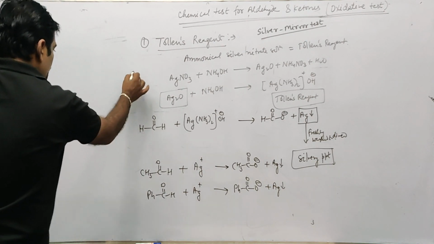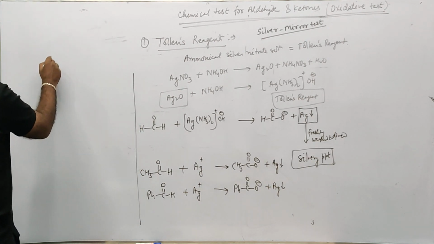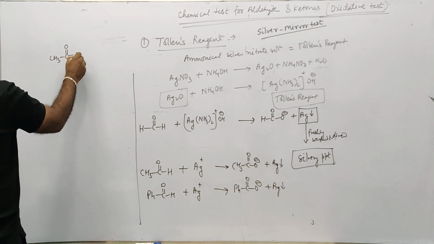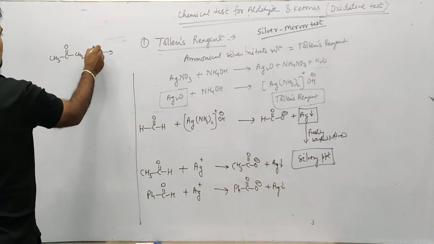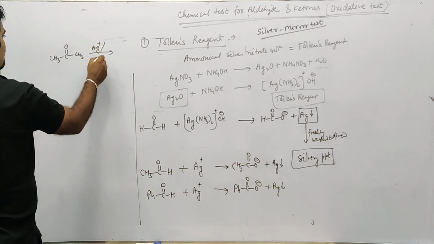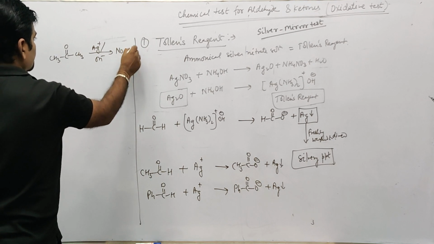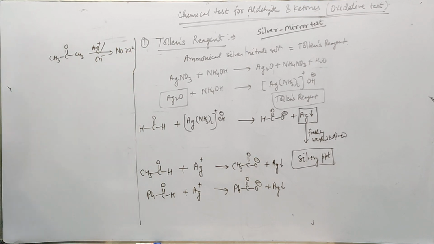If we take a ketone, CH3COCH3, in presence of Ag+ and OH minus, alright, there will be no reaction.